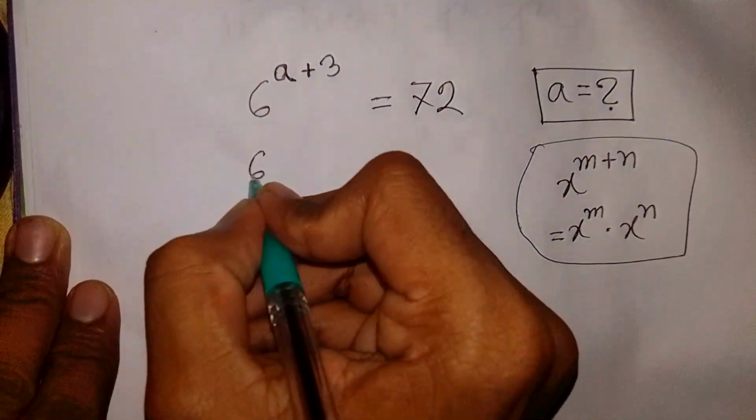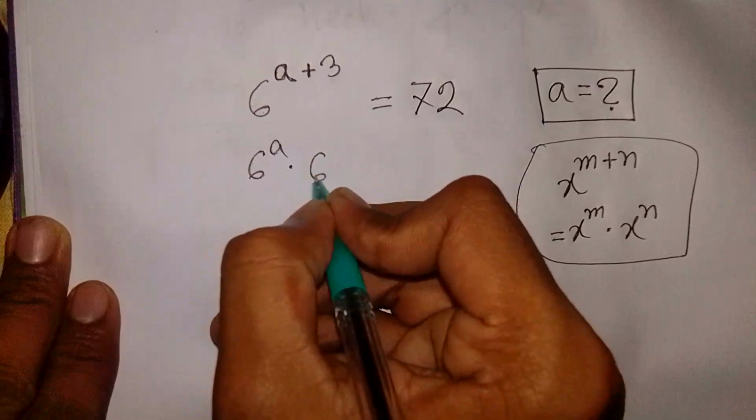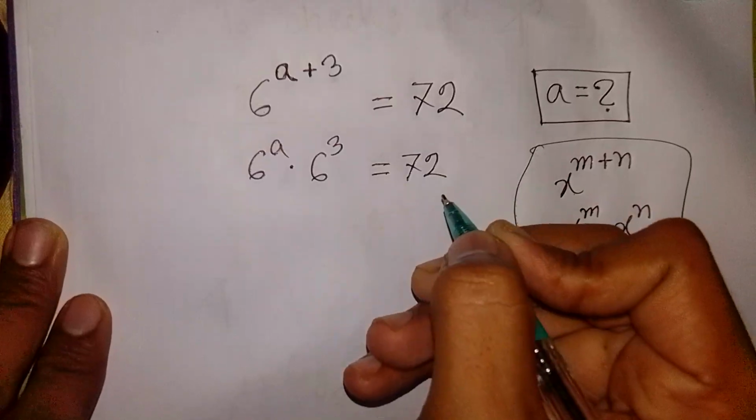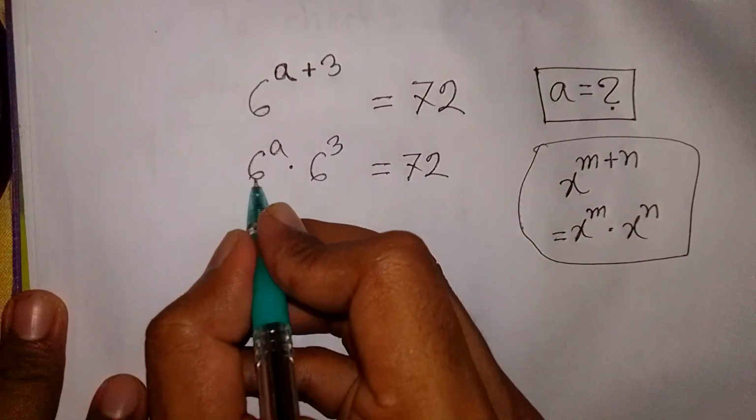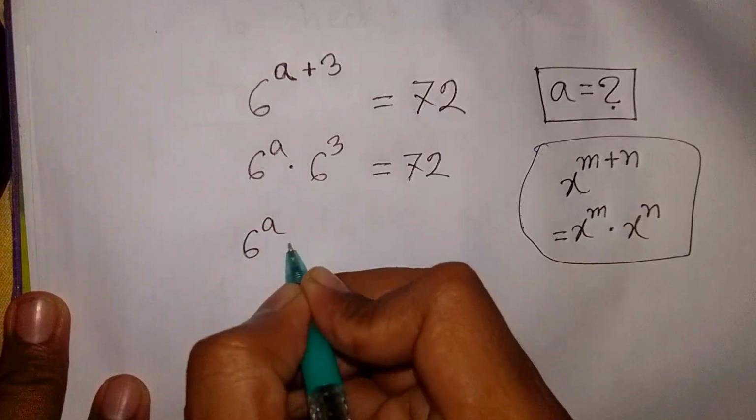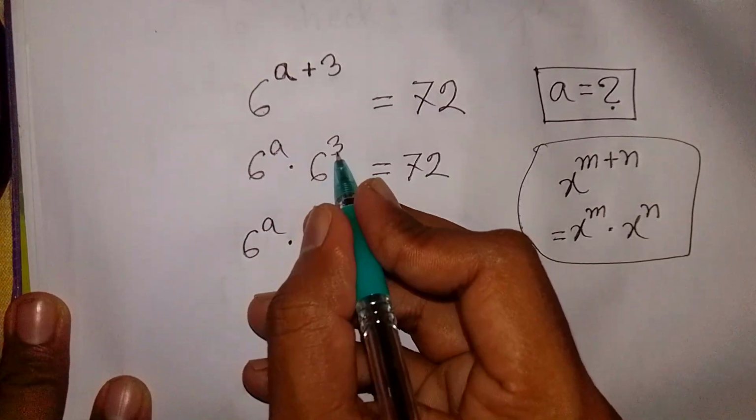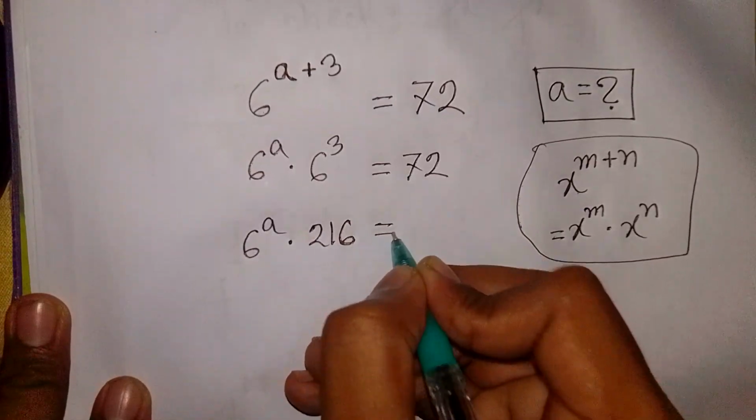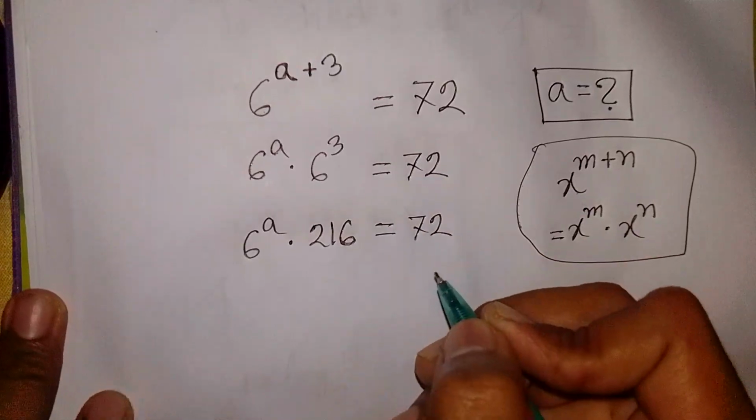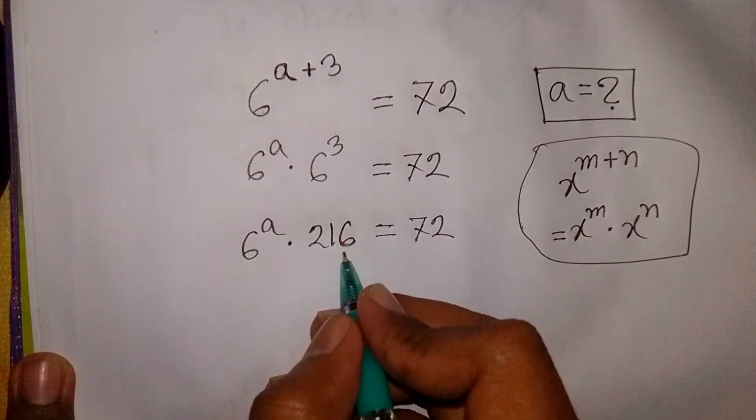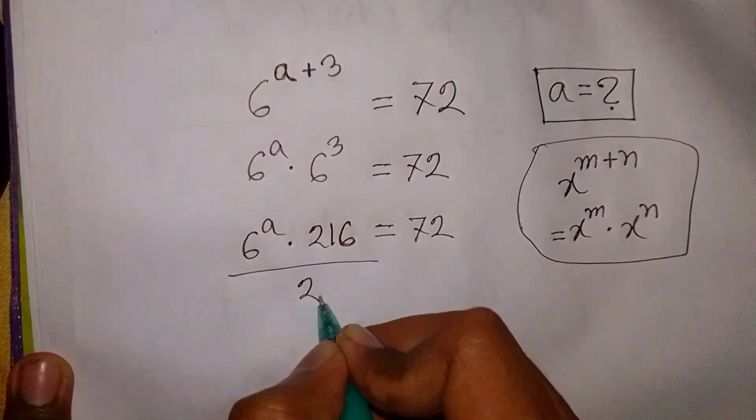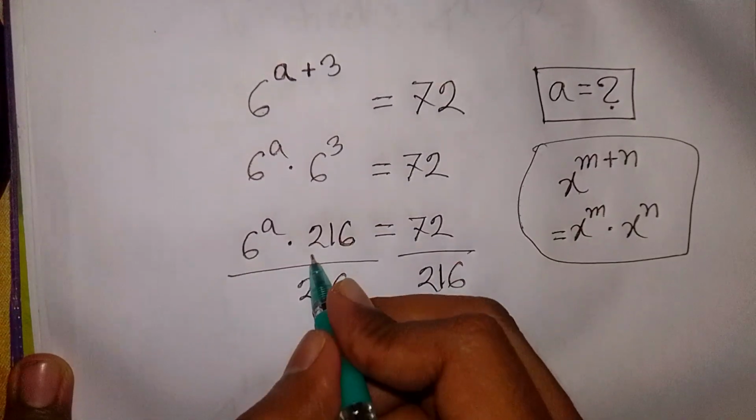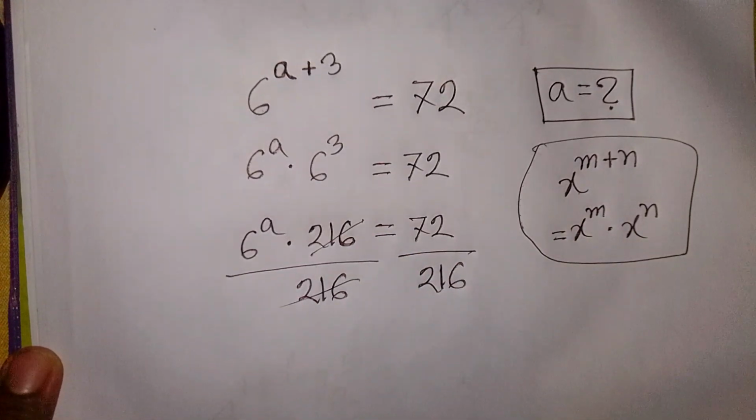So it will be 6 power a times 6 power 3 is equal to 72. In the next step, we have 6 power a times 6 power 3, which is the same as 216, is equal to 72. Now we divide by 216 on both sides, so 216 will be cancelled.